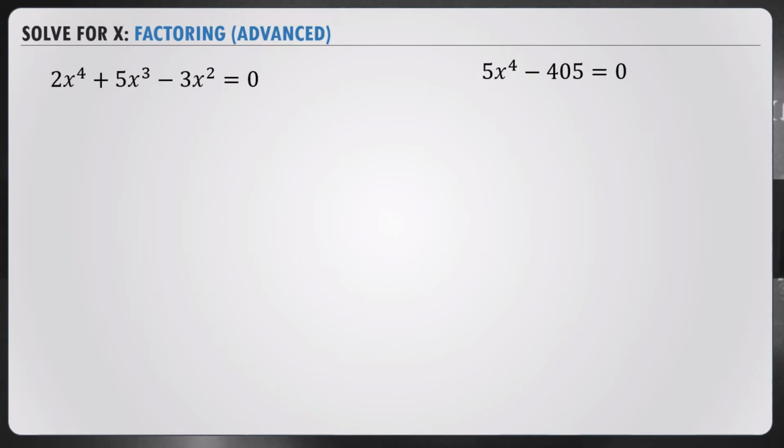The first thing we do is try to reduce this as quickly as possible. I can see x squared is common right across. So let's divide by x squared right across. And we are left with 2x squared plus 5x minus 3 is equal to 0. This becomes easy to solve.